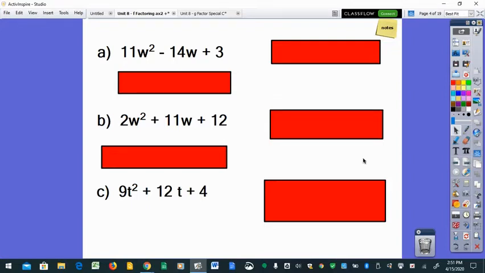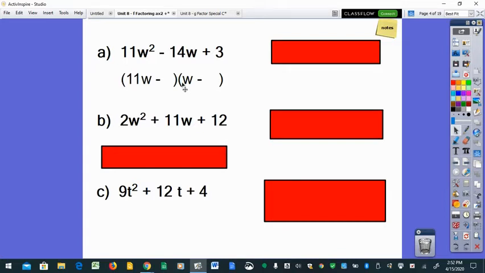Okay, for the people who needed the hint, notice that you've got an 11, which is a prime number, and you've got a 3, which is a prime number. But that 11 right there is going to tell me that I'm going to put an 11W and a 1W, and I have no other choices. Because the C is positive, both of these have to be either both plus or both minus. And since the B is minus, they're both going to have to be negative.